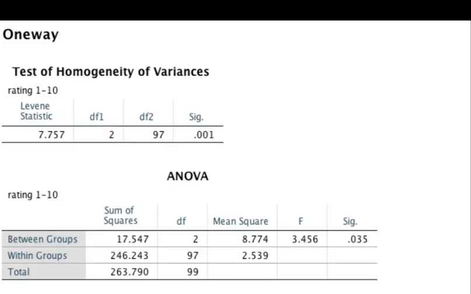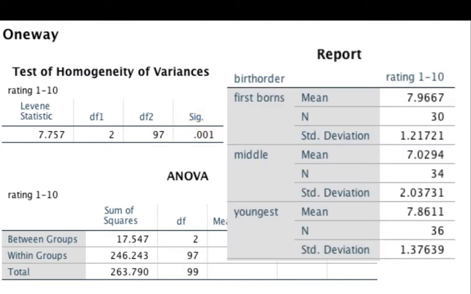The test for homogeneity of variances indicates that Levene's is statistically significant. When we look at our descriptive statistics, we see that the standard deviation of the middle group is much higher than the firstborns or youngest groups. This suggests that there's more variance, and therefore there might be another factor impacting the middle group. We might also want to make sure that there's not a data entry error. In this case, there are no data entry errors.